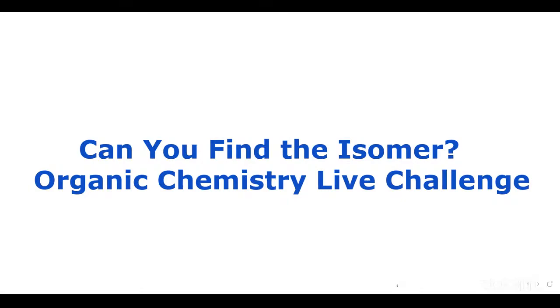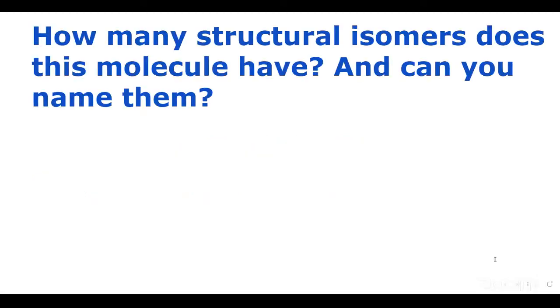Today, we're going to do a quick organic chemistry challenge. I'm going to show you a hydrocarbon structure, and your task is to tell me how many structural isomers it has or name another isomer. If you're watching live, please type in your answers in the chat. Let's start with our first molecule.